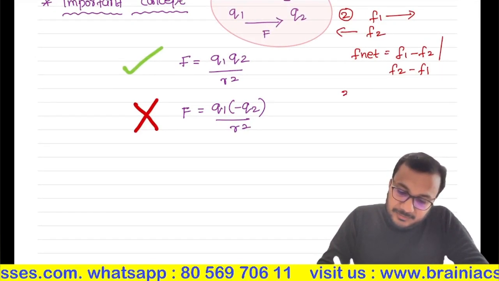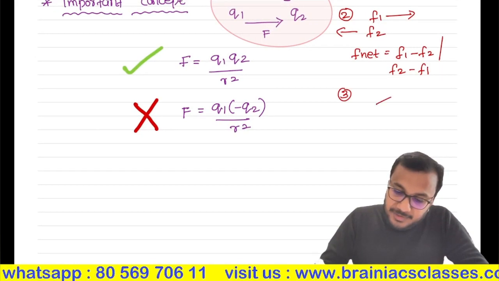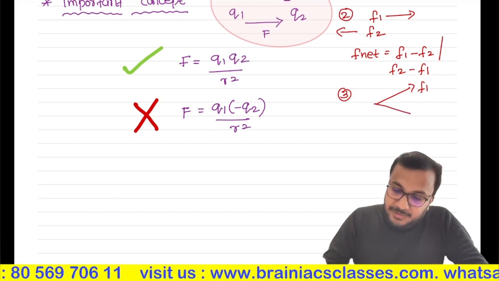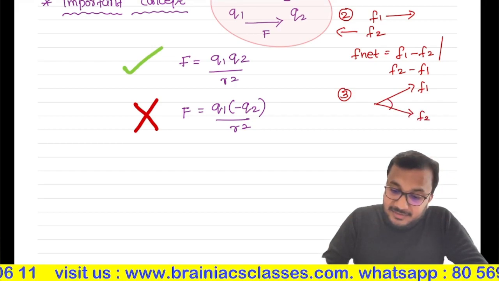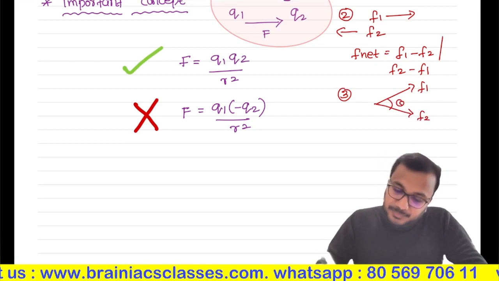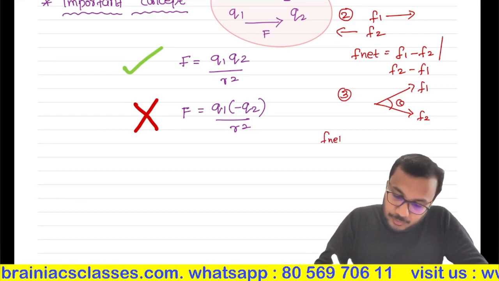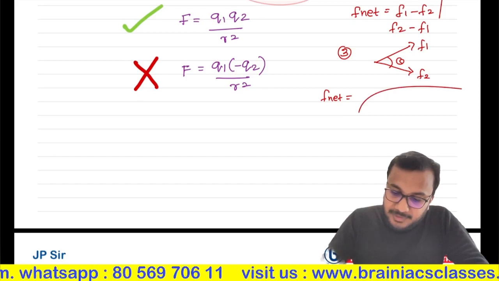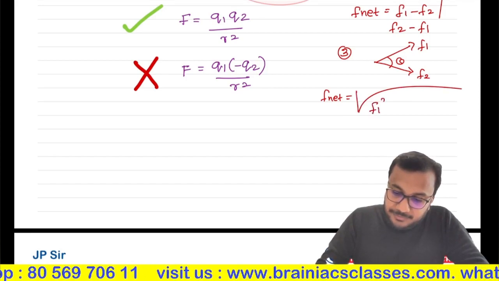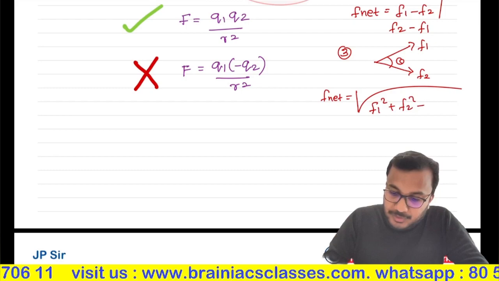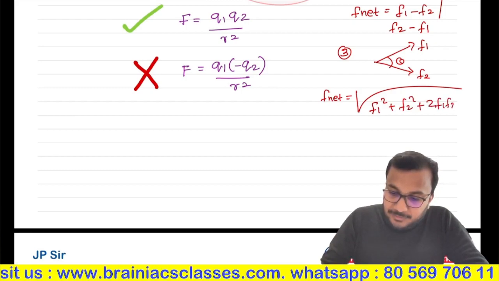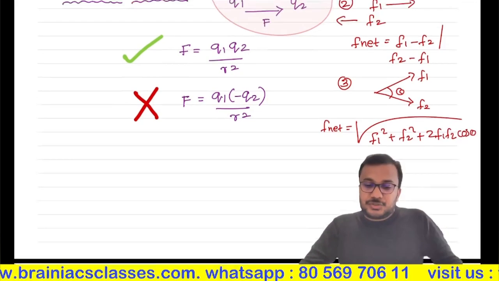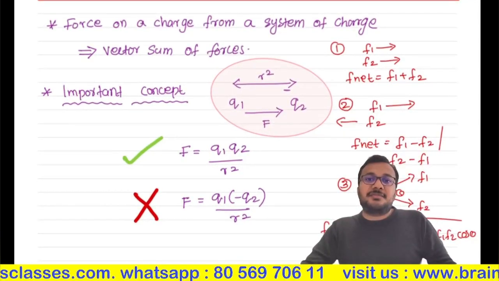In the third case, we have F1 in this direction and F2 in this direction. This F net is called the vector sum. F net is equal to the root of F1 square plus F2 square plus 2 F1 F2 cos theta. So these three cases are called the vector sum.